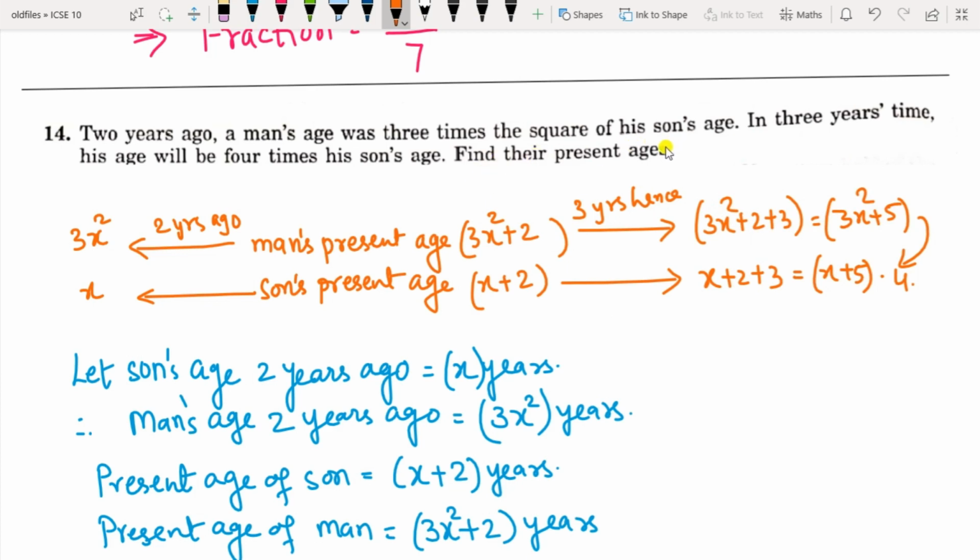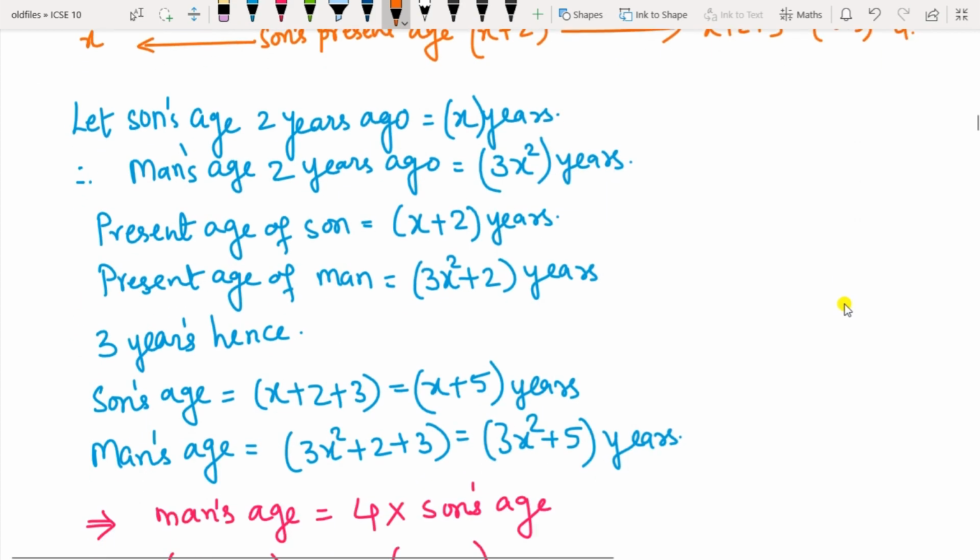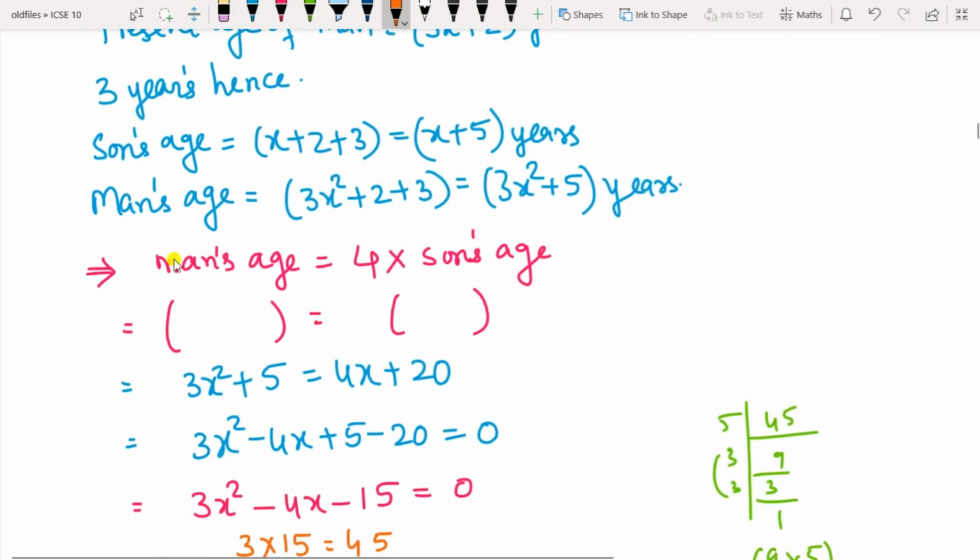Find their present ages. So the relation is: the man's age will be 4 times the son's age. So this man's age will be 4 times the son's age. These are the statements that I have written for 2 years ago, for the present age, and then 3 years hence. So after 3 years the man's age is 4 times the son's age. Write only the statement given in the question; it will be easy for you to substitute the values and make an equation.